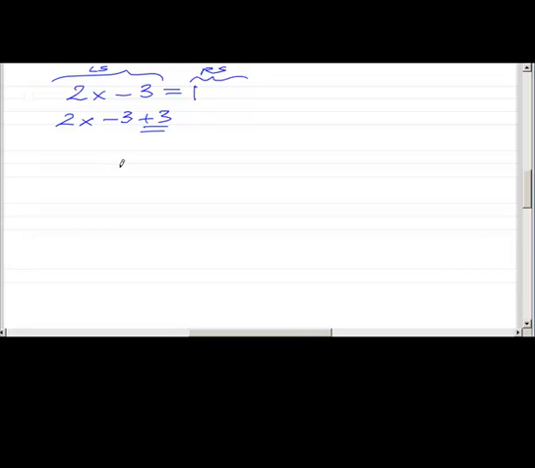Whatever we do to the left side of the equation, we have to do to the right, because that's what an equation is. It's like a balance. So if we throw the equal sign in here, since we added 3 here, we immediately add 3 to that side. We rewrite this. Minus 3 plus 3 gives you 0, so we'll just leave that. 1 plus 3 is 4.